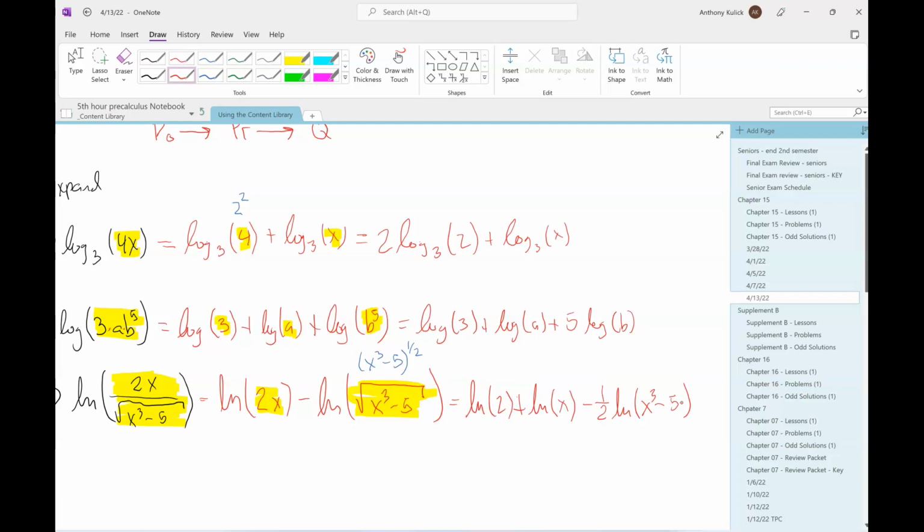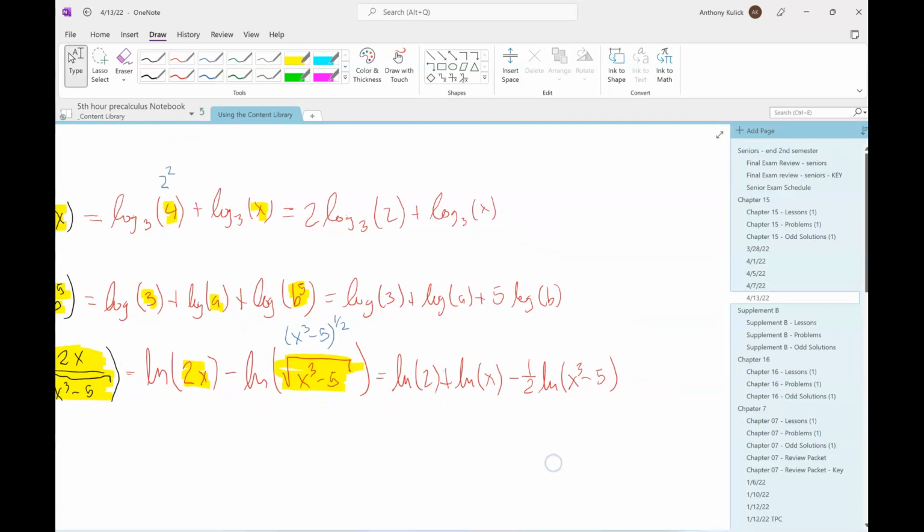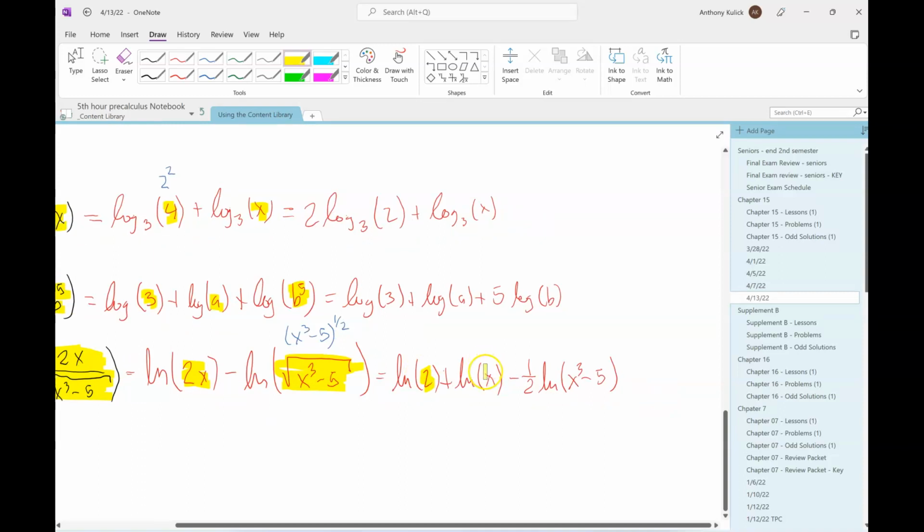Everybody's cool there? So far, so good? Okay, let's check these now. Can I do anything more with the natural log of 2? No. Can I do anything more with the natural log x? No. Can I do anything more with the natural log of x cubed minus 5?